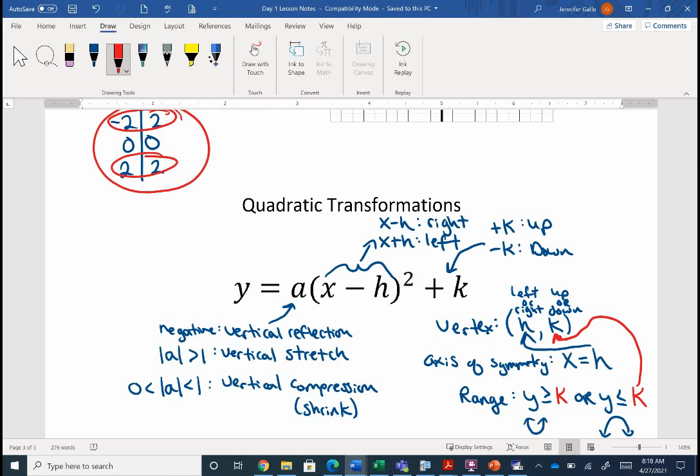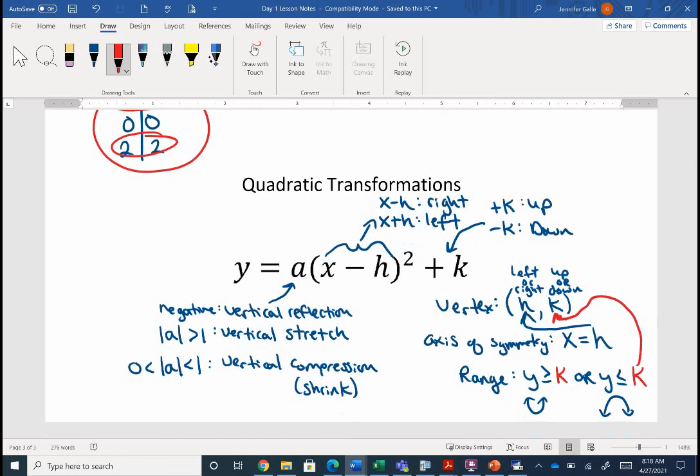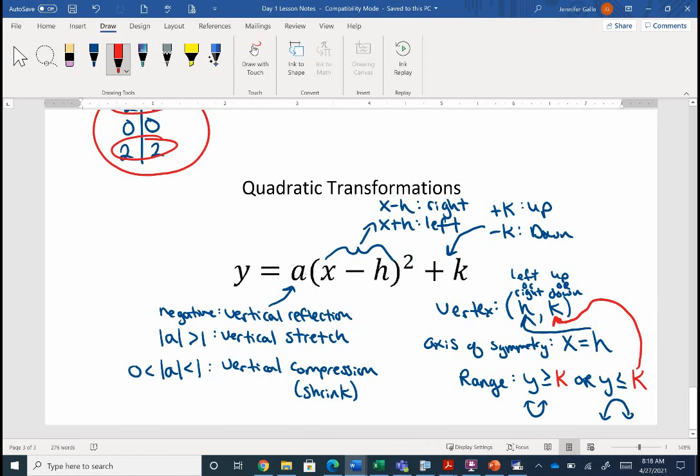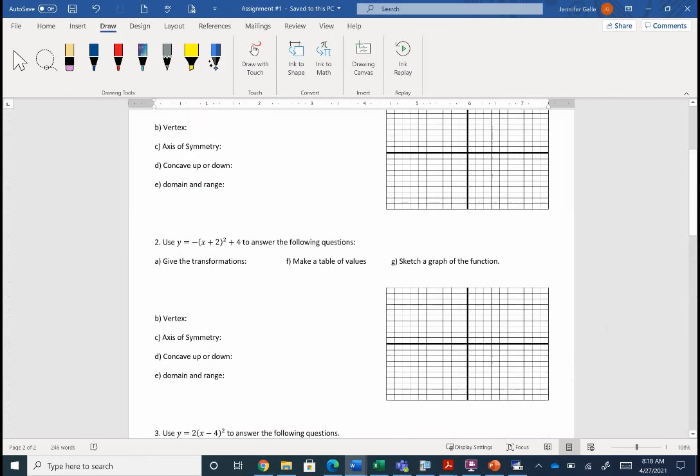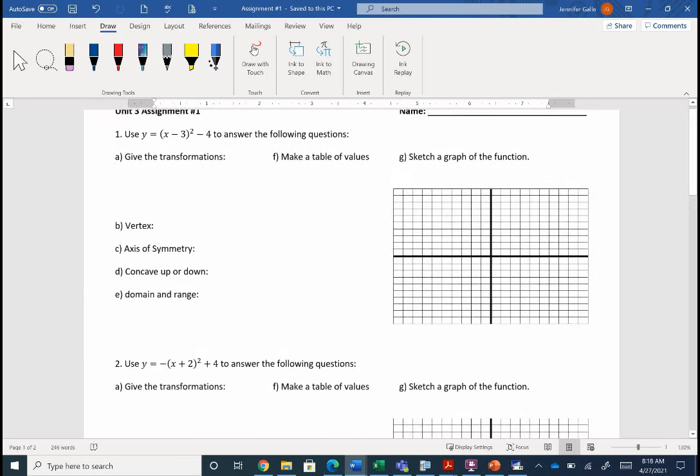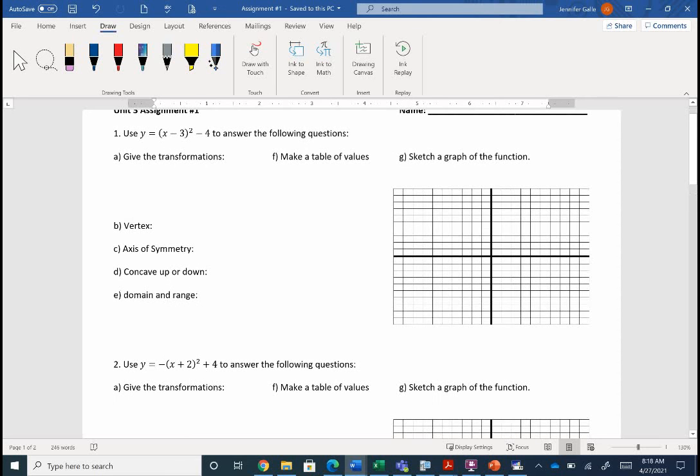Okay, so as you work on your assignment today, I'll be giving you assignment 1 here. Let me pull that up real quick. So as you work your way through assignment 1 today, it looks pretty similar to our notes from yesterday, our examples. I would have out the summary that we just did. The first thing you want to do is pick out your transformations. From those transformations, you can find your vertex. You can find the axis of symmetry. You can tell if it opens up or down.